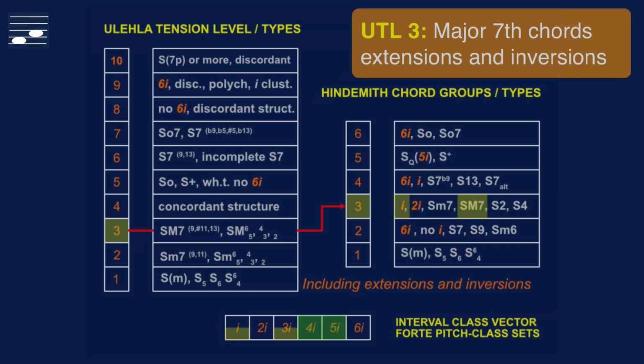Major 7th chords with extensions and inverted position are at tension level 3 and again mapped to Hindemith group 3. Note that I put the usual sharp 11 extension in the description. However, that yields a tritone interval with the root and therefore is not allowed in the Ulehla scheme.